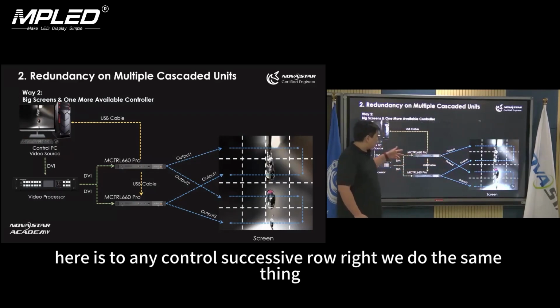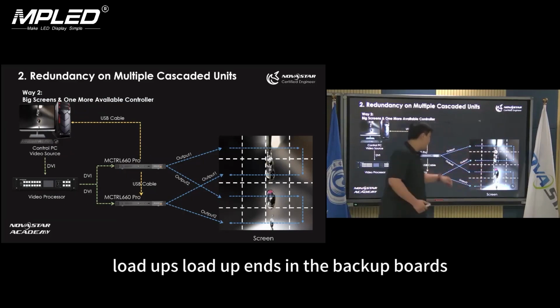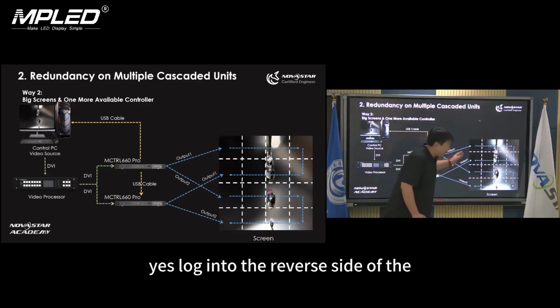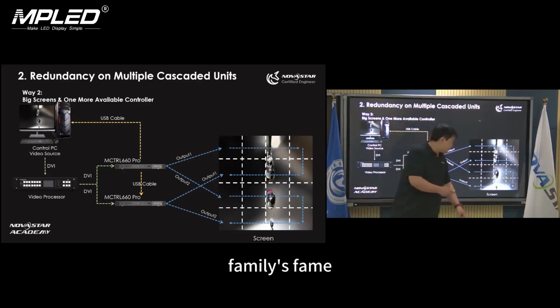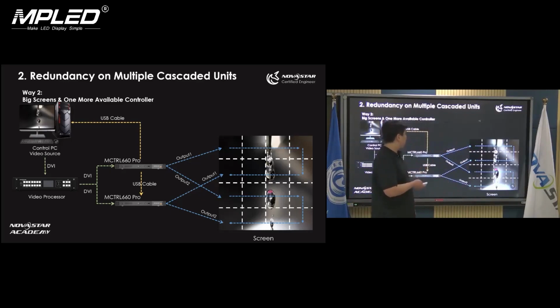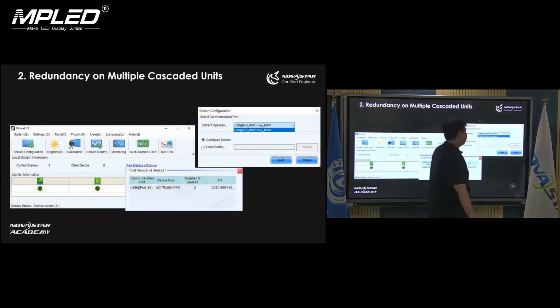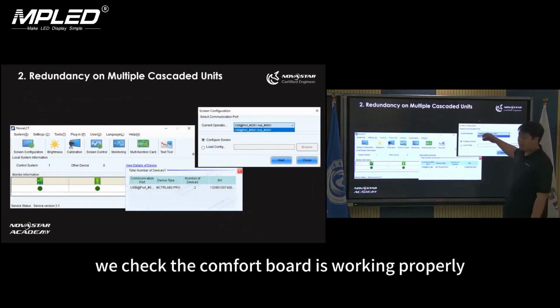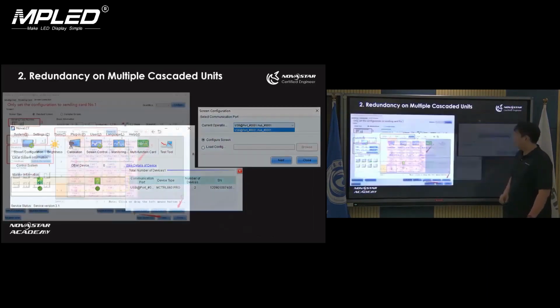Here is 2 in control 66 row, right? We do the same thing. Load that, and take the backup ports, what? Yes, plug into the reverse side of the primary string. And let's say, what can we do from the software side? Still the same thing. We check the COM port is working properly, and we have 2 devices here.